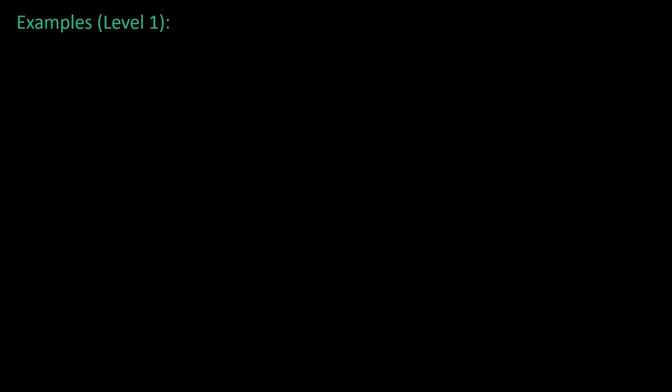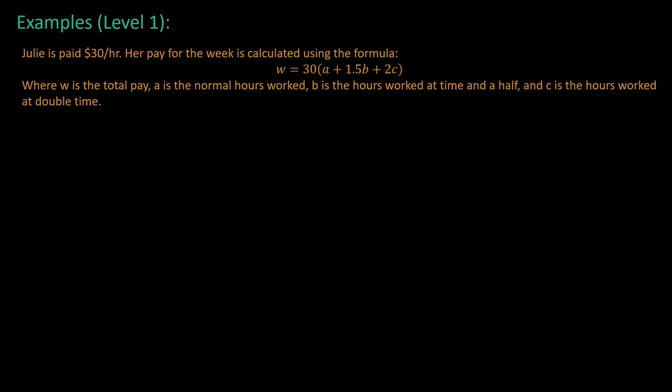Here's another level 1 question. Julie is paid $30 per hour. Her pay for the week is calculated using the formula W equals 30 outside of A plus 1.5B plus 2C, where W is the total pay, A is the normal hours worked, B is the hours worked at time and a half, and C is the hours worked at double time. Make A the subject of the equation.